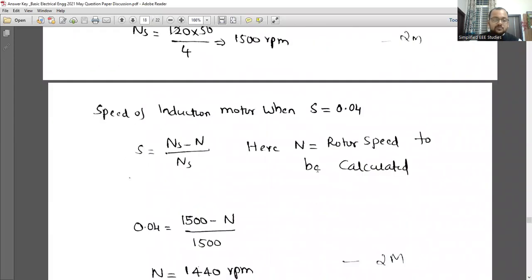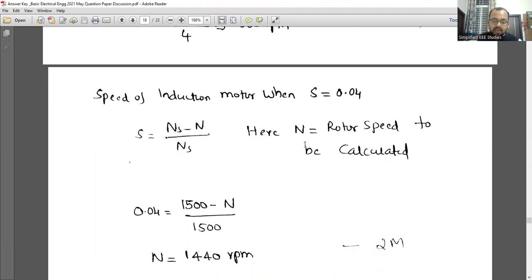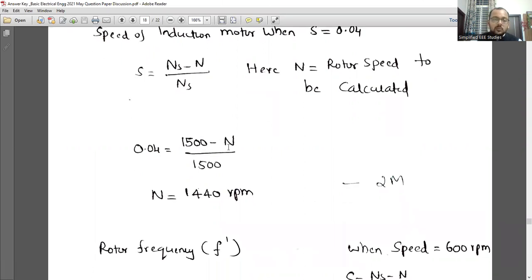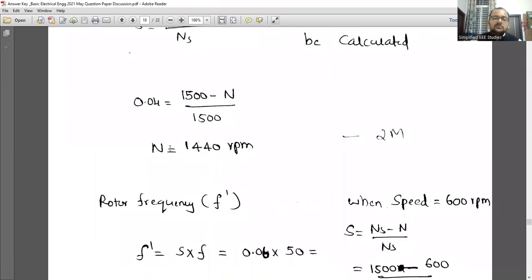Moving ahead. Speed of induction motor needs to be calculated when the slip is equal to 0.004. Put the slip value here and compute the value of N. N is nothing but rotor speed. It is the actual speed of induction motor. Both are different. Rotor speed is represented as N. The synchronous speed is represented as Ns. So using this formula, please separate the value of N. I am getting 1440 RPM.